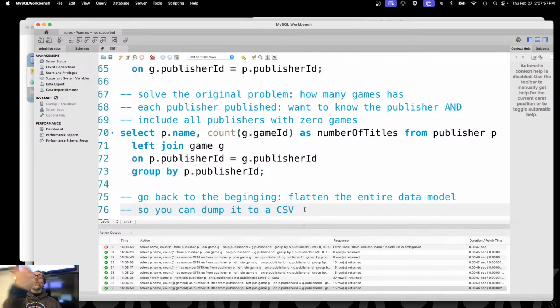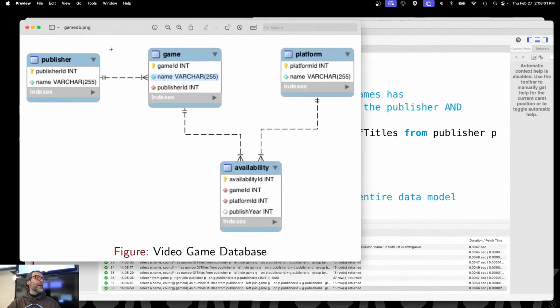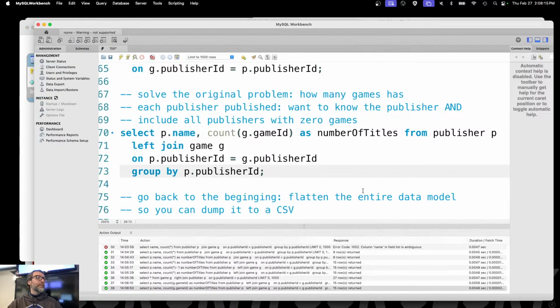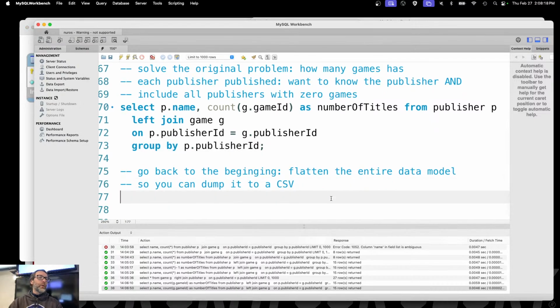What I want to do is go back to the beginning though. I want to take all of this data, this entire data model, and flatten it out into one CSV file, one flat file. So let's start over here at the publisher, then go over to the game, then go over to the availability, then go over to the platform to see what they're available on. All right? So that's going to be a big query.